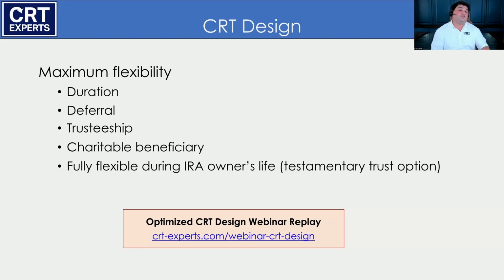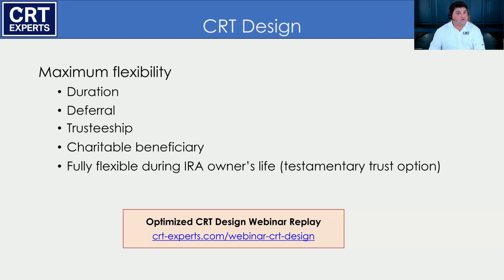If we go back to that traditional CRT, the client owns appreciated property, they want to defer the capital gain, and contribute the property to the CRT, that pays them a lifetime income stream. That is a self-settled trust. The donor is the income beneficiary. So if I'm setting up a CRT for myself, that's going to pay me and probably my spouse an income stream, no brainer, I'm going to want to give me as much flexibility as you can. I want to maximize the value to me.